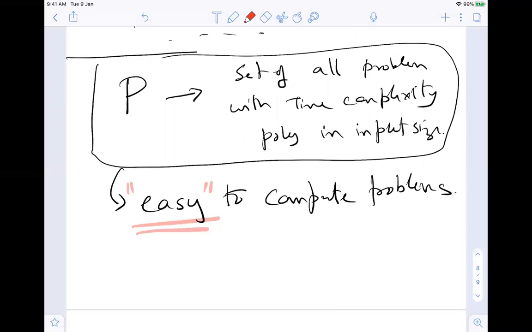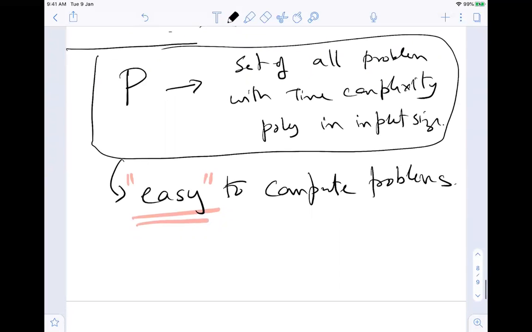But this problem P is perfectly formally defined. And so always the goal is, if you want to solve some problems nicely, to put the problem in P. Okay. So is this thing kind of clear?